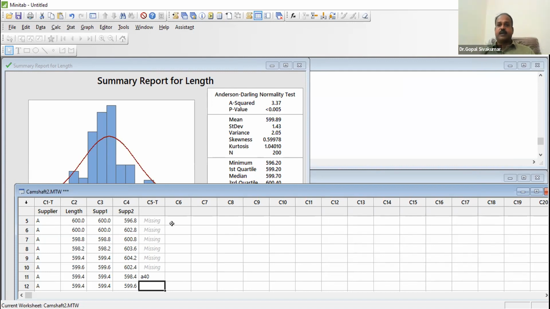Maybe I can share you this file. You can try. You will see central limit theorem working. Yeah, that will be better. If you have MINITAB, one minute. Yeah, I'll come to you.